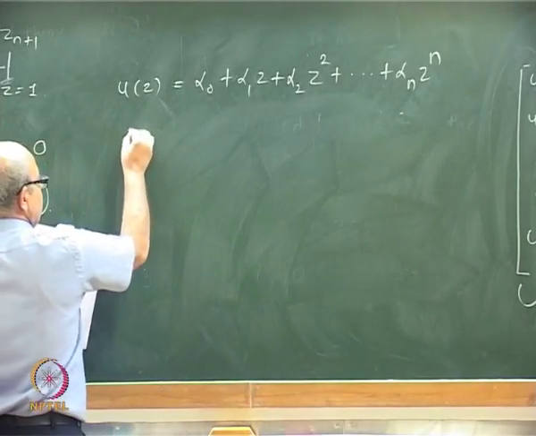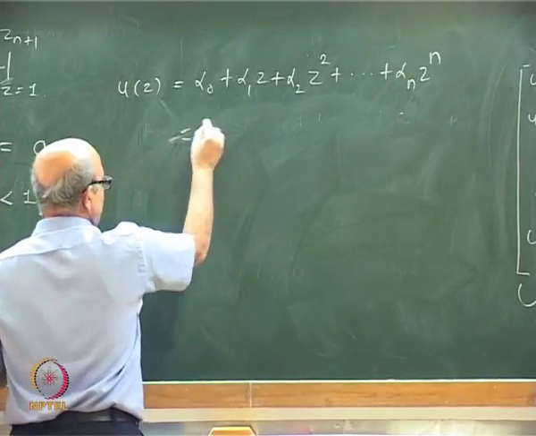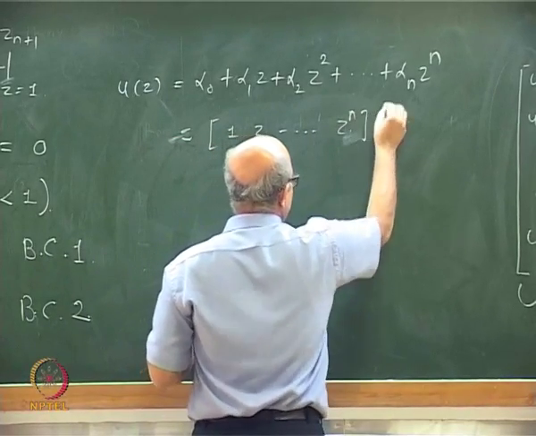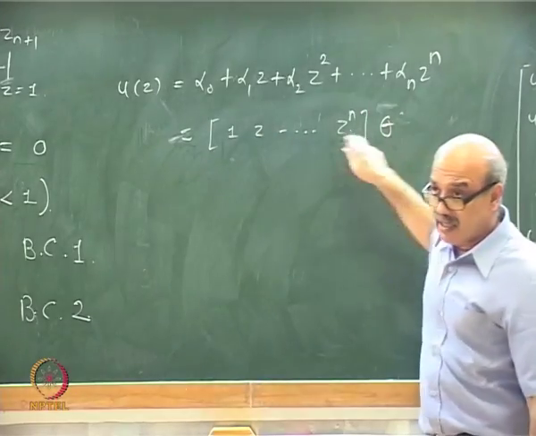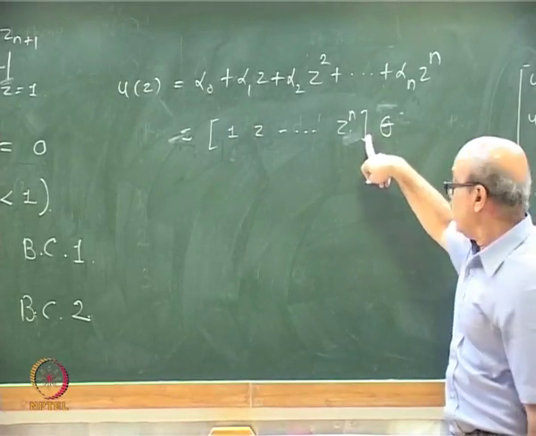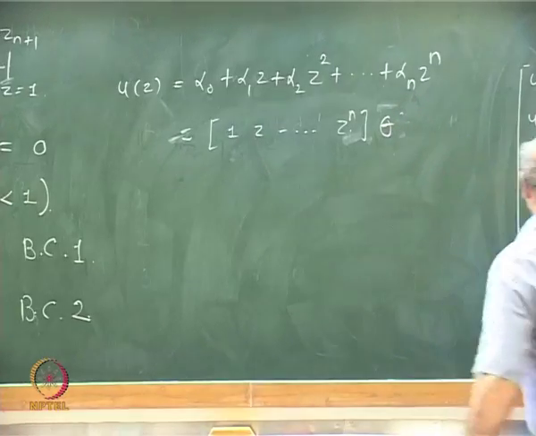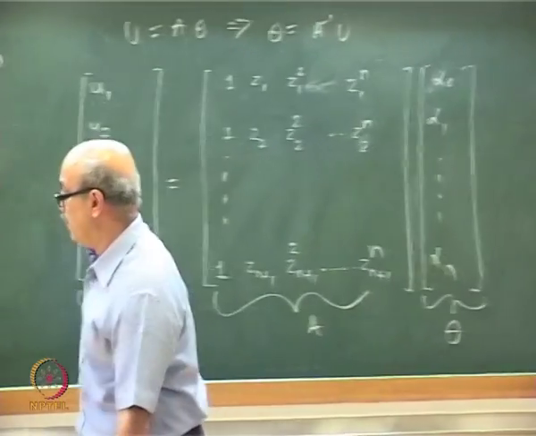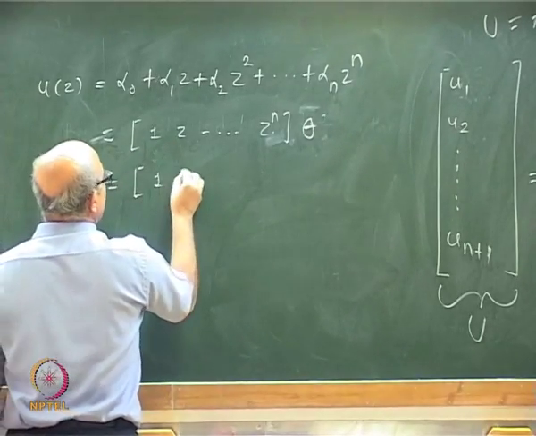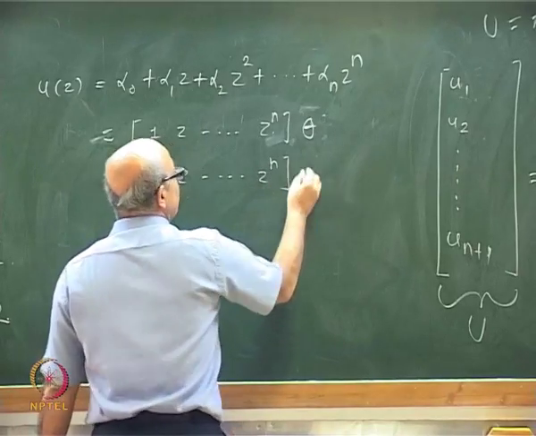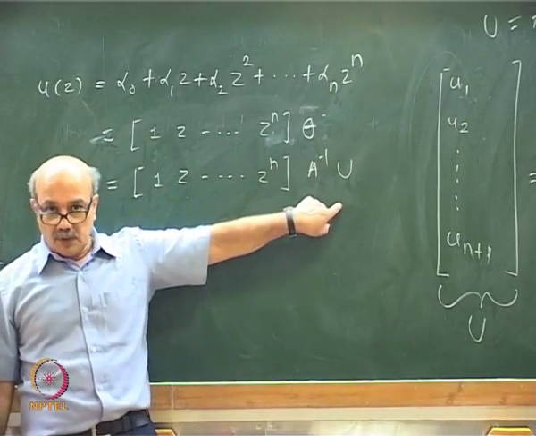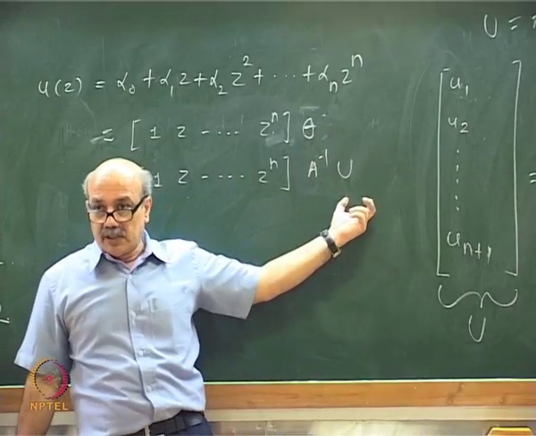We wrote this as the inner product of two vectors: one vector is 1, z, up to z to the power n, times the theta vector. Then we said that this is nothing but 1, z, up to z to the power n, times A inverse u. Theta was replaced by A inverse u. So instead of theta as the unknown, we now have u as the unknown.